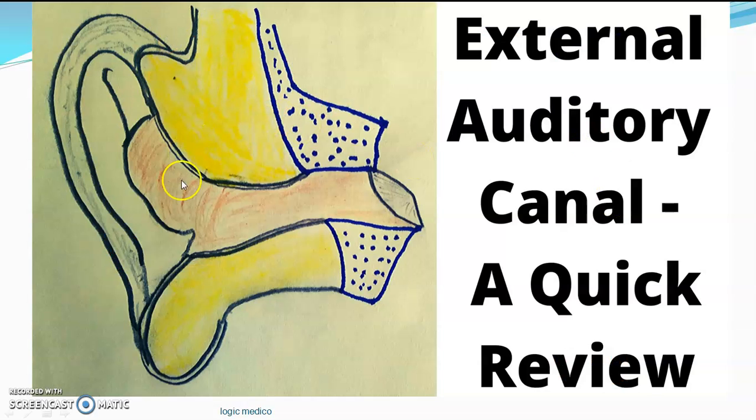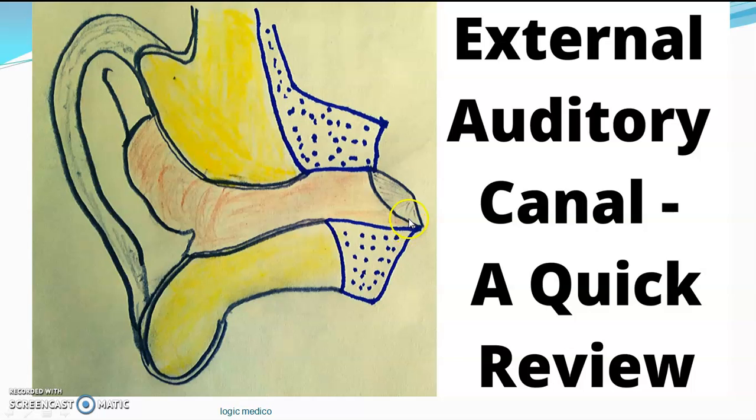Please see here, external auditory canal. This is the external auditory canal. It's part of the outer ear. The outer portion is directed upwards, backwards, and medially. The inner portion is directed downwards, forwards, and medially. When it touches the tympanic membrane, you can clearly make out the roof of the external auditory canal is shorter when compared to the floor.